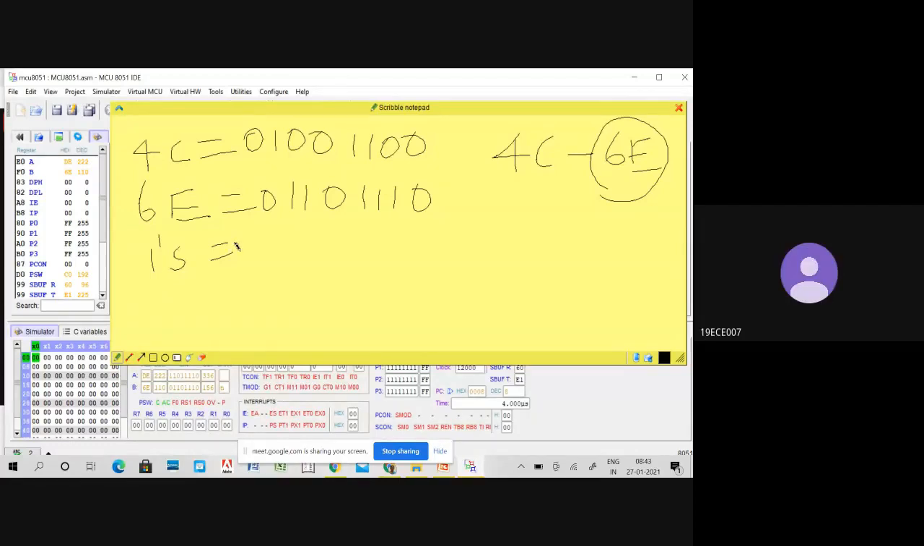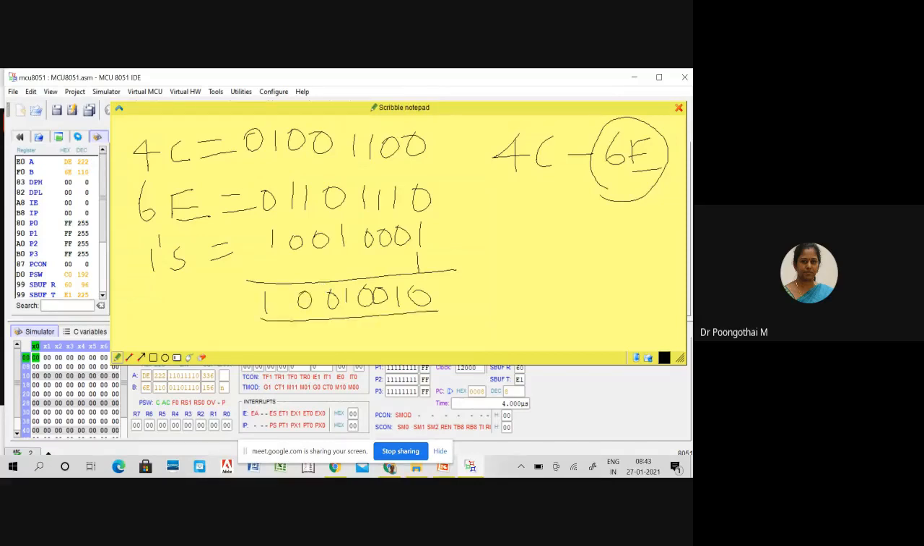1001, 1, 0, 0, 1, 0, 0, 1. Okay. After that, add 1 to LSB. What is the answer? 0, 1, 0, 0, 1, 0, 0, 1. Okay. So what is the answer in hexadecimal? What is the answer, students?